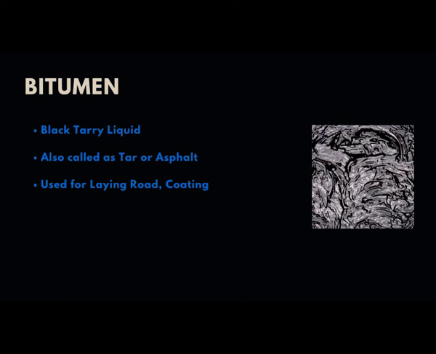The next product from the refinery would be bitumen. Bitumen is also known as tar or asphalt. In some countries it is known as asphalt, but common people call this product tar. Tar is effectively used for laying roads, or it is also used as a coating material. Where all is it being used as a coating material?